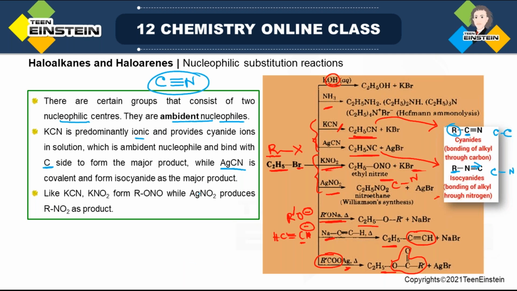Now just like KCN and AgCN, if you use KNO2, which is the analog of KCN, or AgNO2, which is the analog of AgCN, then also you get different types of products. Here you have a carbon-oxygen bond, and here we have a carbon-nitrogen bond. This is the difference. Fine.